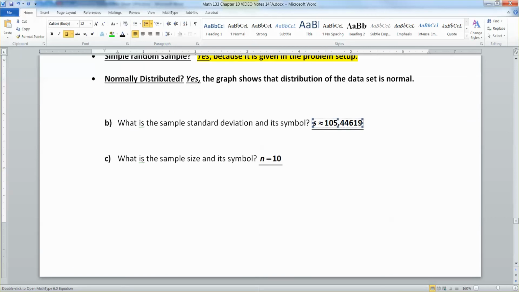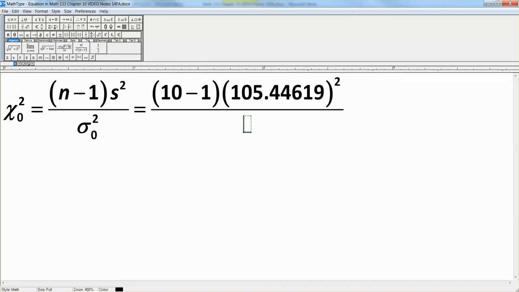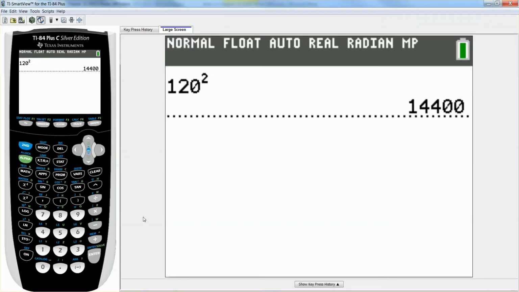105.44619. Okay. So 105.44619 squared. Of course, the more decimal places we keep for the S, the more accurate we're going to be. And then sigma squared, sigma is 0. Because it's the null hypothesis, it's 120 squared. All right, so we need to go find these numbers. So let me grab a calculator. I need 10 take away 1, or you could just take 9, it's fine, times 105.4.